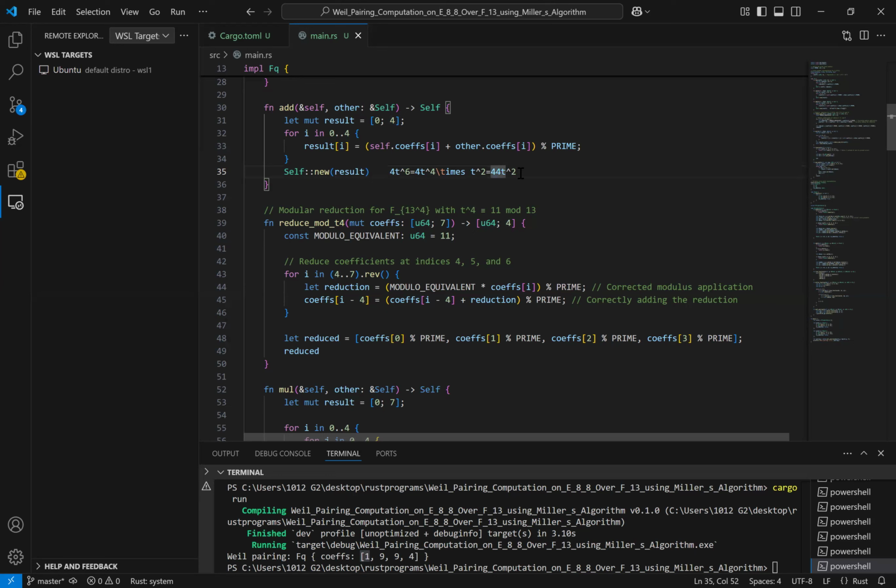44 mod 13. So 13 goes there 3 times, and the remainder will be 5, so 5t raised to 2. That is what we'll be doing. Every time you are multiplying and your multiplication gives you 4t raised to 6, the code is able to understand it this way. And then this first bit.